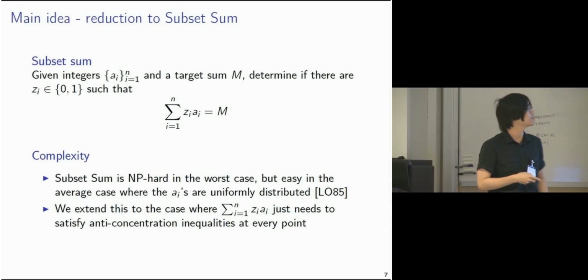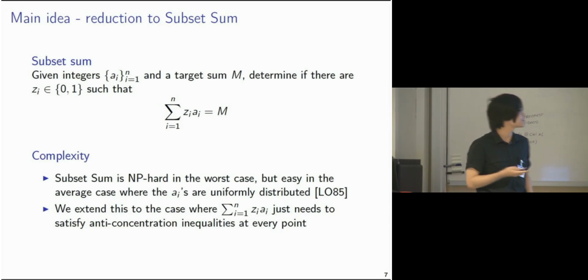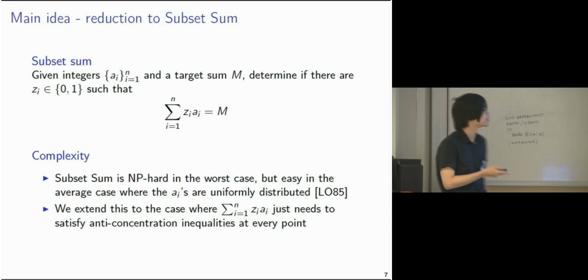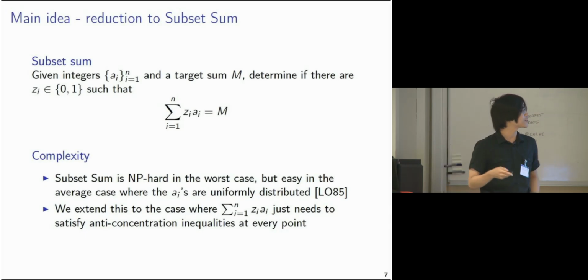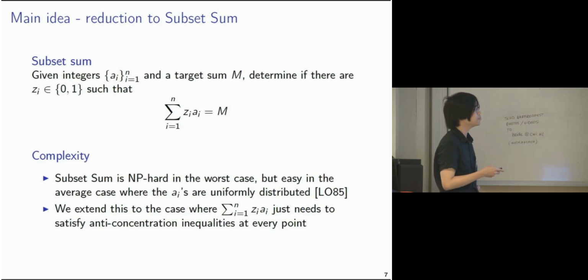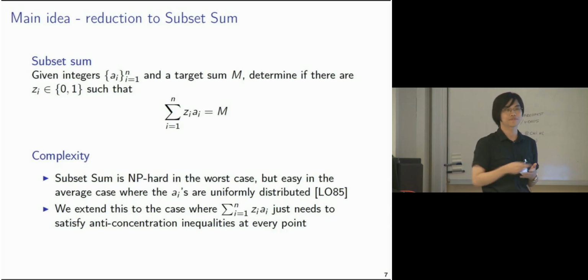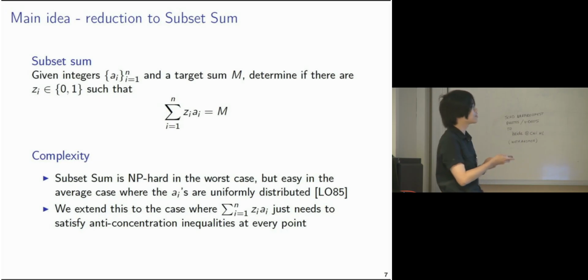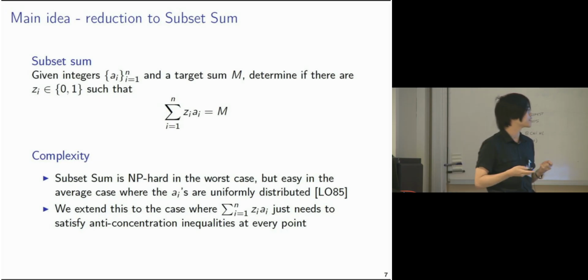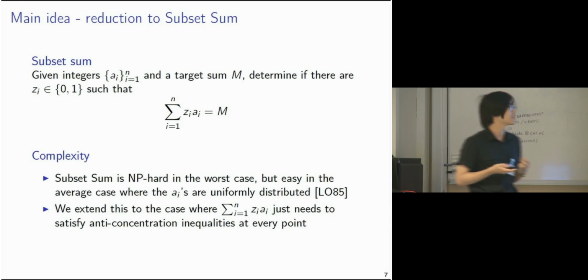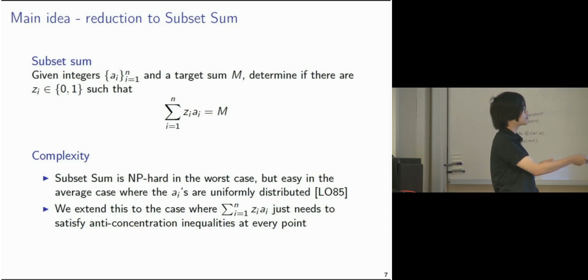Okay, so subset sum is NP-hard, but it turns out to be an easy NP-hard problem in the following sense. So Lagarias et al. showed that, in particular, if the a's are uniformly distributed within a bounded domain where the domain is sufficiently large, then you can solve this in polynomial time on the average case. So this uniform distribution is not essential, so we extend this to the case where you just need this summation to satisfy anti-concentration around any point.